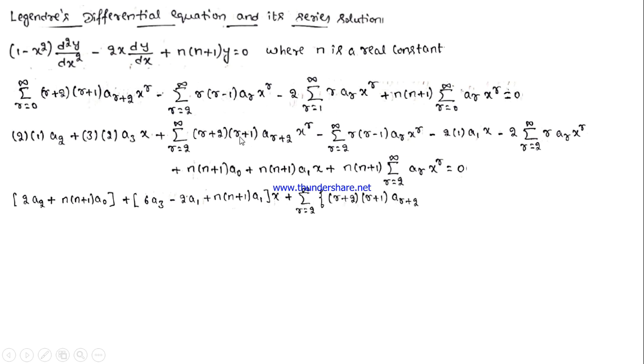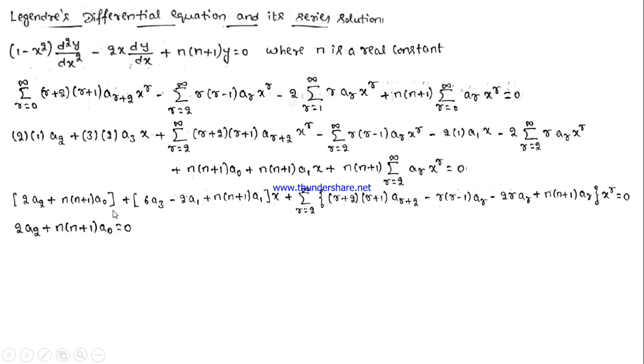So that gives r plus 2 into r plus 1 a_{r+2}, and here minus r into r minus 1 a_r, and in this case minus 2r a_r, and here plus n into n plus 1 a_r, x power r is equal to 0. Now I will equate this to 0. That is, after writing in this form, equate each expression on the left hand side, that is, equate the coefficients of x power 0, x power 1, x power 2, x power 3, all these expressions to 0, because 0 can be written as 0 plus 0 into x plus 0 into x square plus 0 into x cube and so on. So that is why I am supposed to equate the coefficient of x power r to 0.